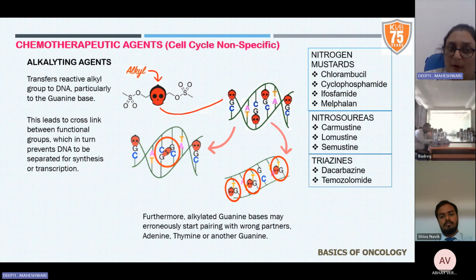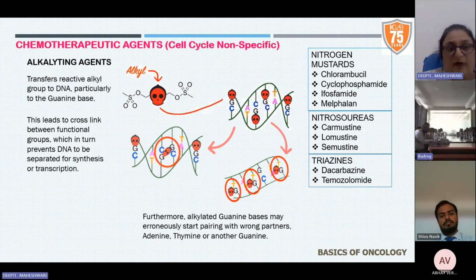So basically, these chemotherapeutic agents have alkyl groups in them. These alkyl groups can bind themselves anywhere, but in alkylating agents, what happens? These alkyl groups go and pair with the guanine bases, and when they do, they lead to cross linkages. When this leads to cross linkages, DNA is obviously prevented from separating.